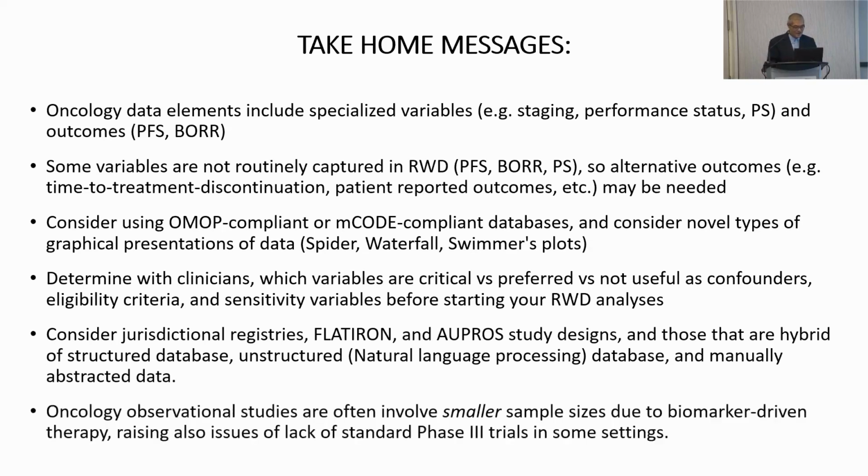All right, and finally, oncology observational studies often involve smaller sample sizes. Lung cancer is the most common cause of death, and it is often the number one or number two incident case. But once you divide them up into little categories, they suddenly become rare cancers, and that's becoming more and more the same with breast and renal cell and prostate. They all have molecularly or biomarker defined subgroups.